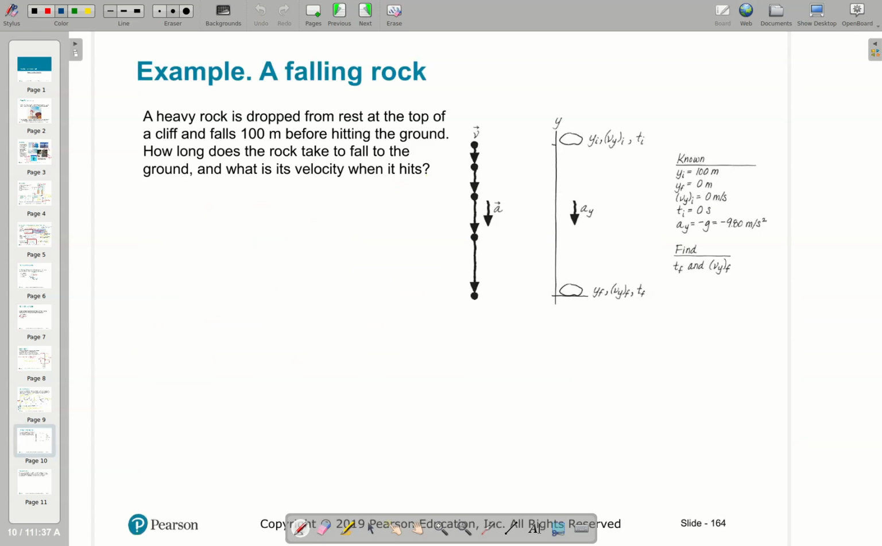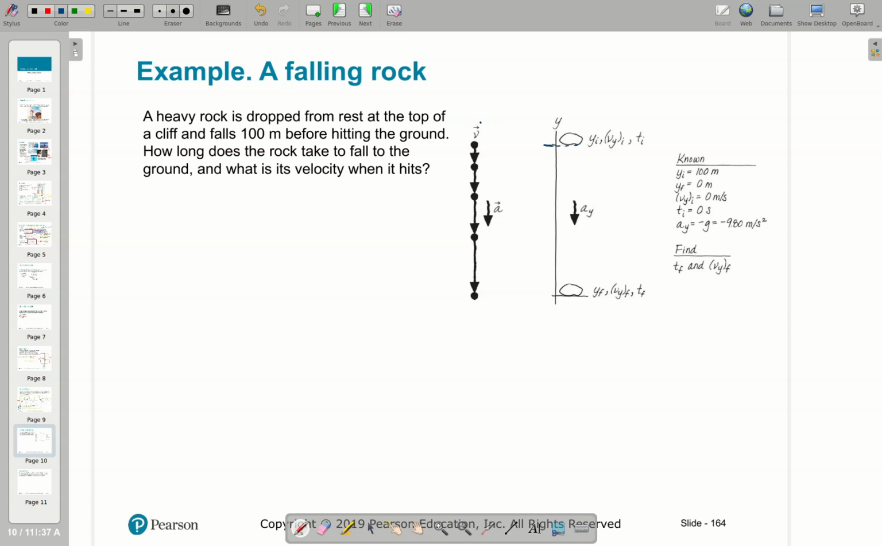A heavy rock is dropped from rest. This is another question. A heavy rock is dropped from a cliff, from rest as well. No initial velocity. 100 meters before hitting the ground. So the height here is 100 meters. Okay, 100 meters. So I'm going to draw a picture, which is already done for me.